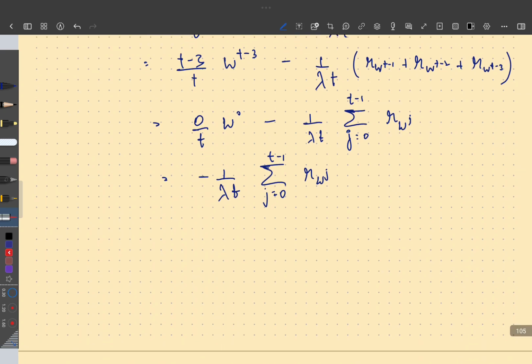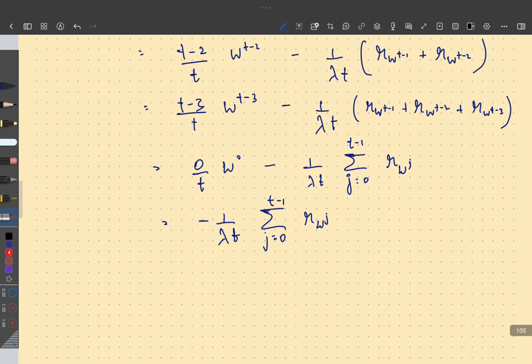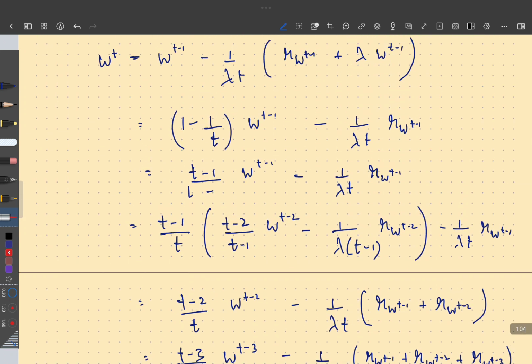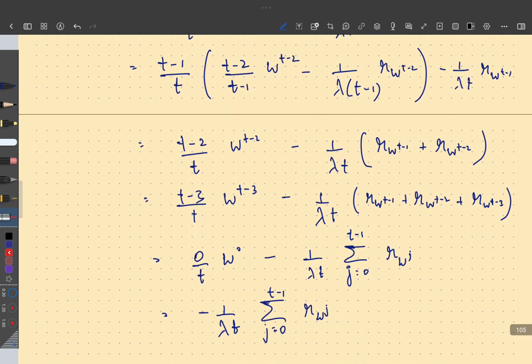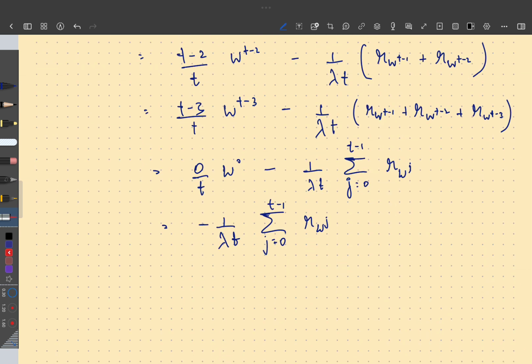Great. So this means, basically, w_t, the t-th iterate, is nothing but minus 1 by lambda t times the sum of the subgradients of all of the previous iterates.